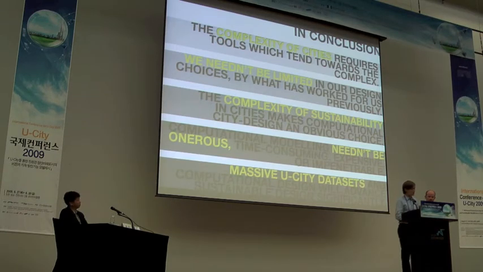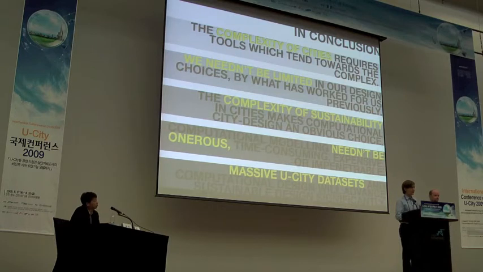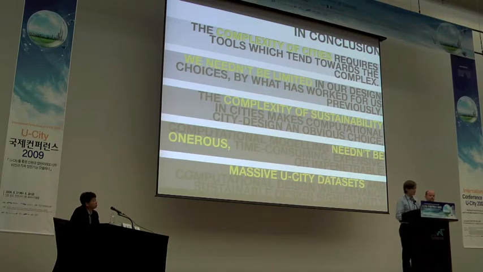And so, in conclusion, we say that the complexity of cities requires tools which tend towards the complex. We needn't be limited in our design choices by what has worked for us previously. The complexity of sustainability in cities makes computational city design an obvious choice. Computational modelling needn't be onerous, time-consuming, expensive, or impenetrable. Massive U-City datasets and computational design can advance sustainable design significantly.